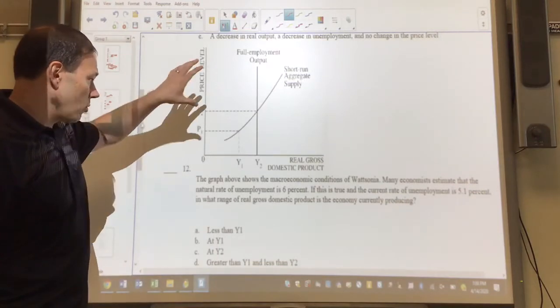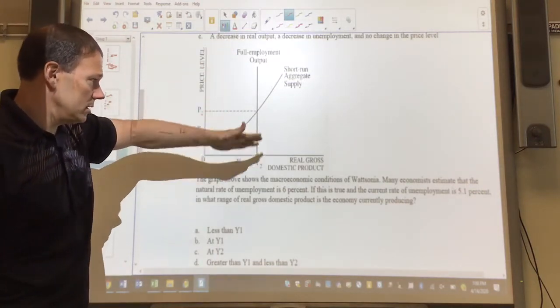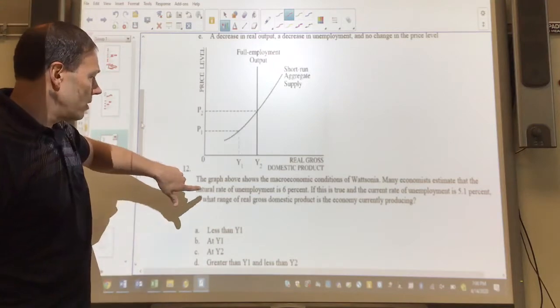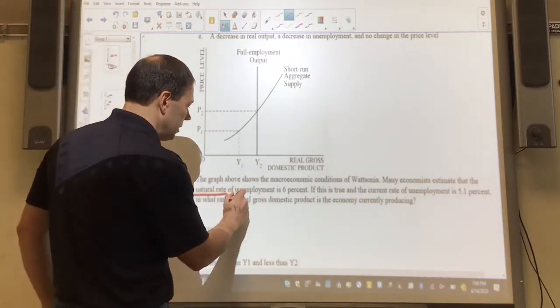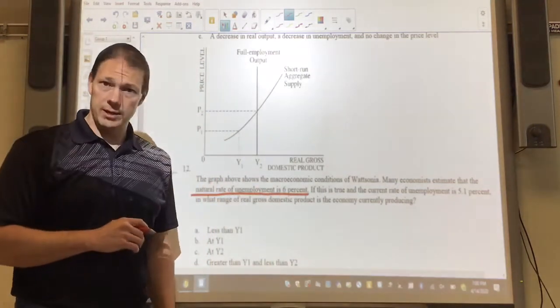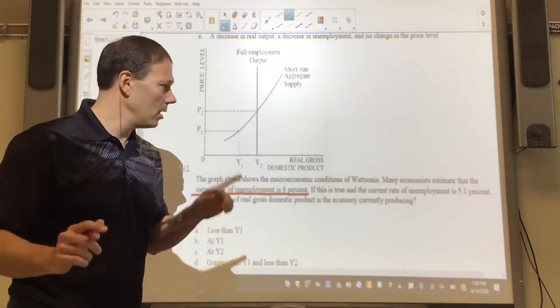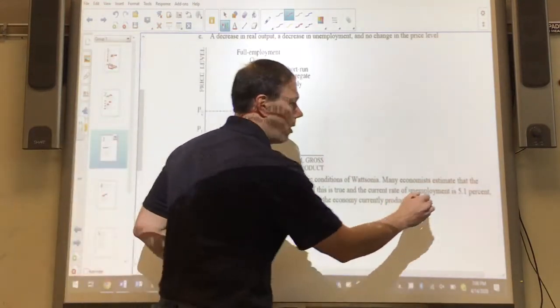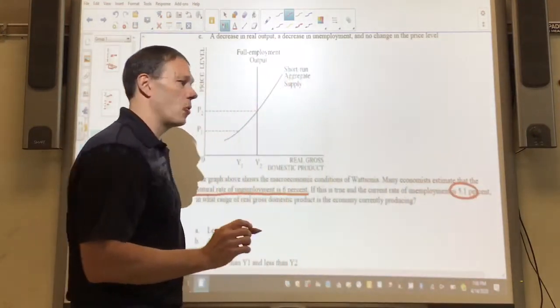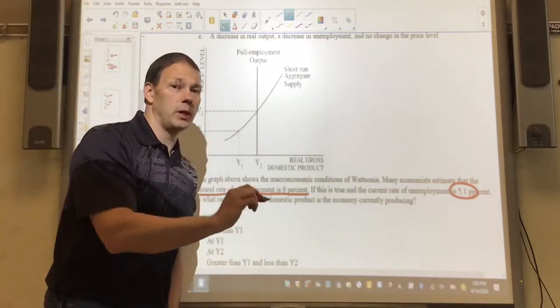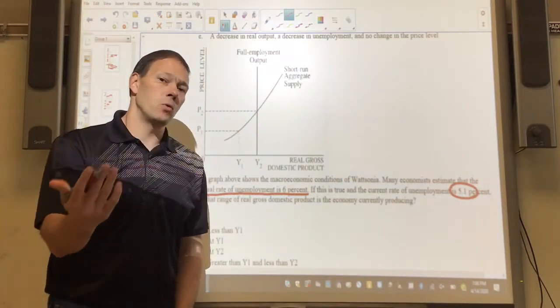Number 12, we got this graph right here. Okay, this is the economic conditions. The natural rate of unemployment is 6%. Okay, so full employment is 6%. What is actual unemployment? 5.1%. So actually more people are working than we would normally have.